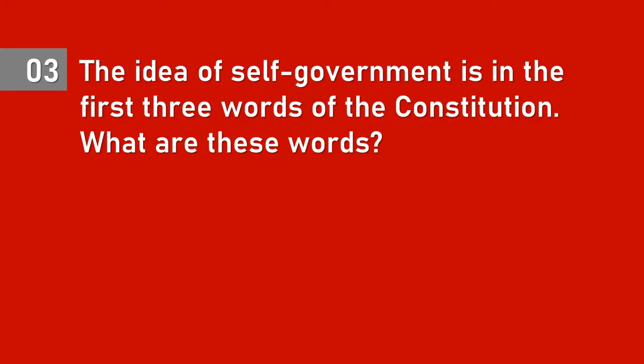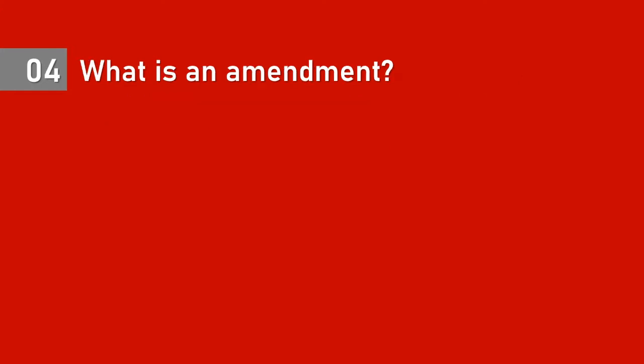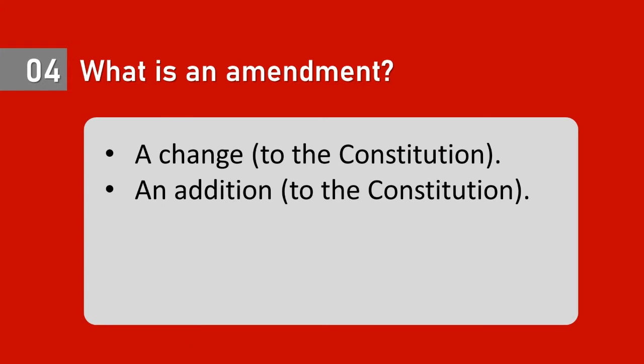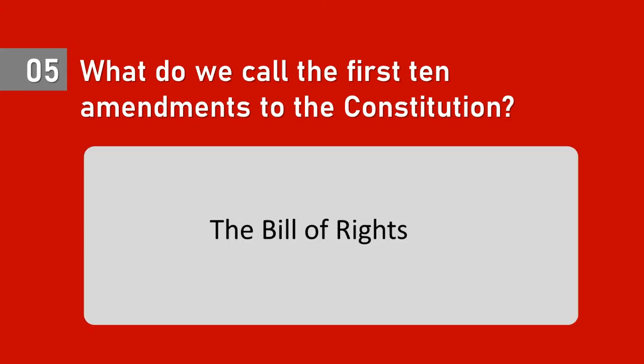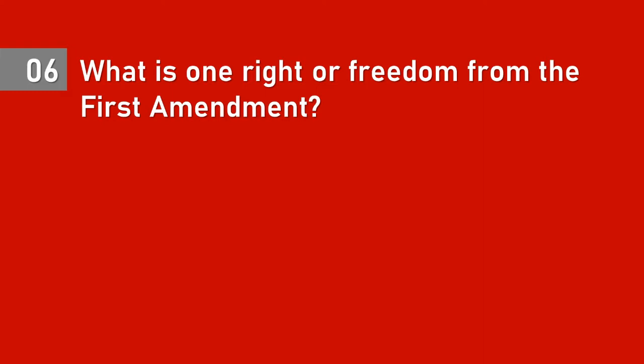Question 3. The idea of self-government is in the first 3 words of the Constitution. What are these words? We the people. Question 4. What is an amendment? A change to the Constitution. An addition to the Constitution. Question 5. What do we call the first 10 amendments to the Constitution? The Bill of Rights.